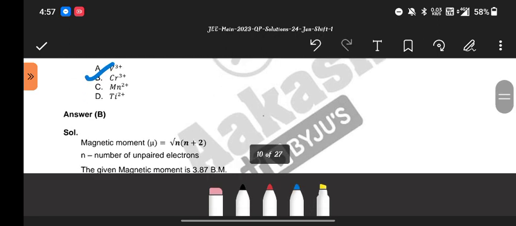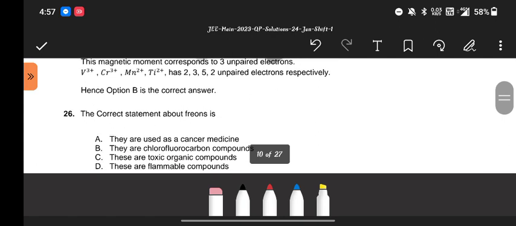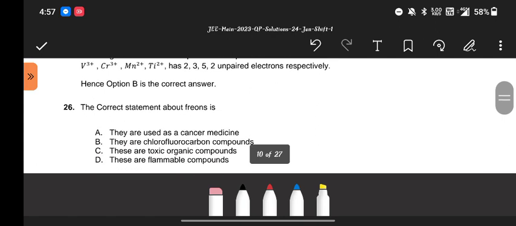Now moving on to our next question, question number 26. Here they have asked the correct statement about freons: they are used as a cancer medicine; they are chlorofluorocarbon compounds; these are toxic organic compounds; or these are flammable compounds.